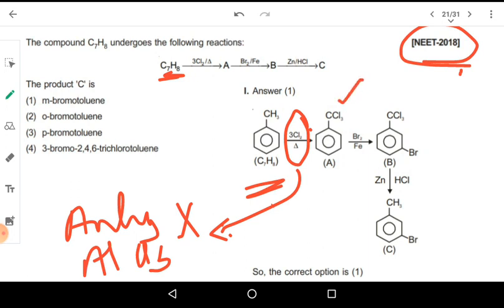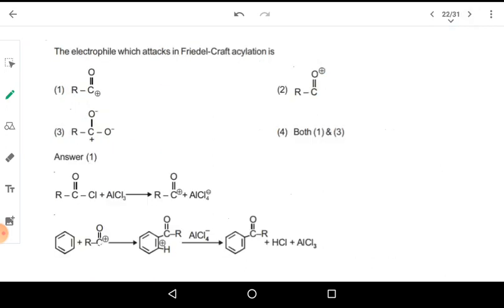The basic alkyl substitution happens, and as a result we get CCl3. Now this CCl3 is a meta-directing group, so the Br2 will be added at the meta positions, and now we have to react it with zinc and HCl, so this will add hydrogen to the compound, and we will be getting this final product as 1, that is meta-bromotoluene. Let us move on to the second question.